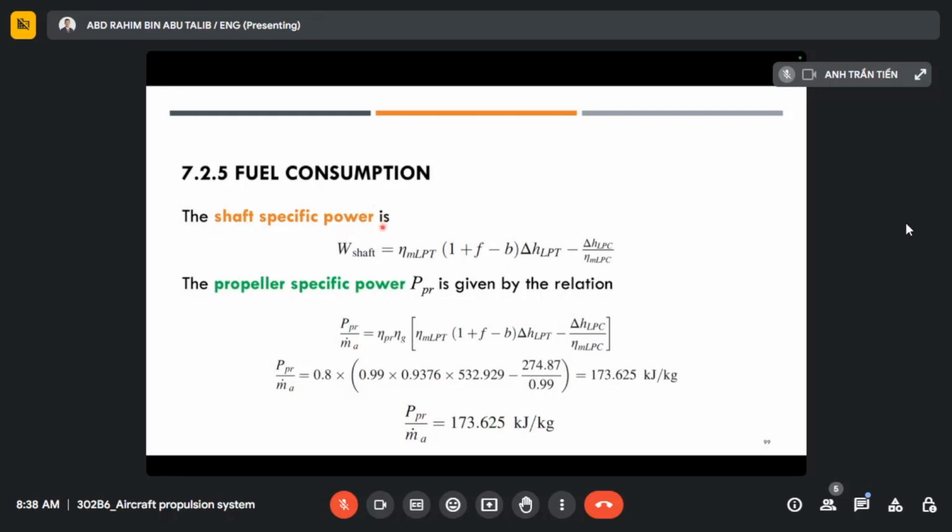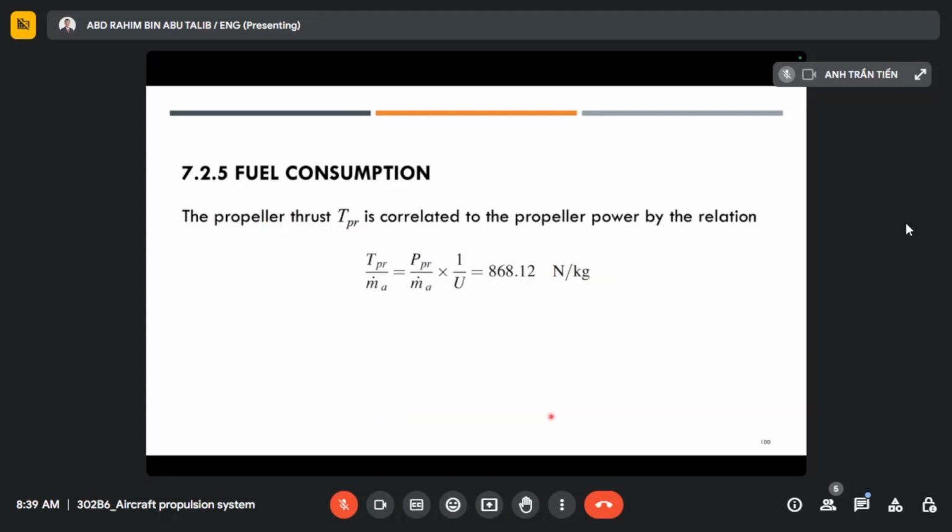The shaft power is equivalent to this expression, and the propeller specific power PPR is given by the relation over here, which leads us to the propeller specific power over the mass flow rate. You get 173.625 kilojoule per kilogram, and that is the answer for the propeller specific power, PPR over m dot A.